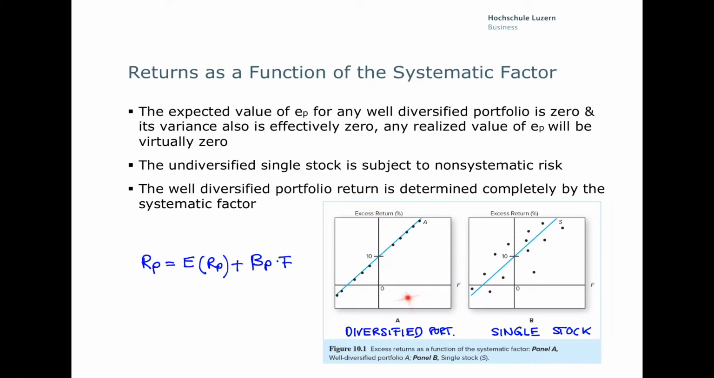Panel A plots the excess return of a well-diversified portfolio A with the expected excess premium equal to 10% and a beta equal to 1 for various realization of the systematic factor. The intersection with the y-axis, the systematic factor, is 0, implying no macro surprises.